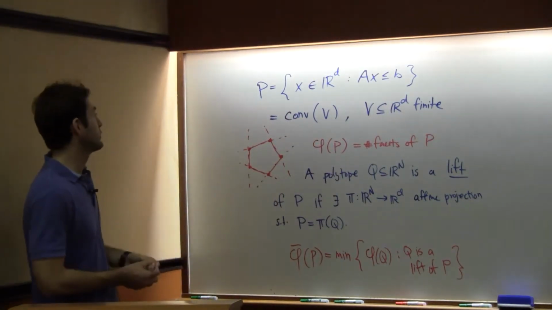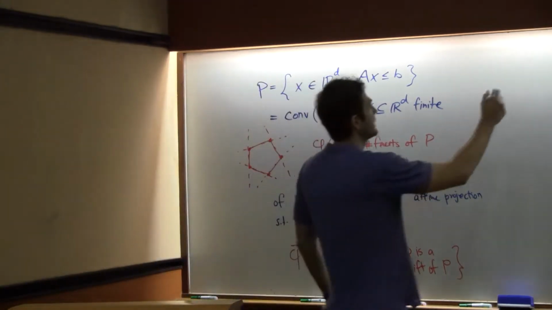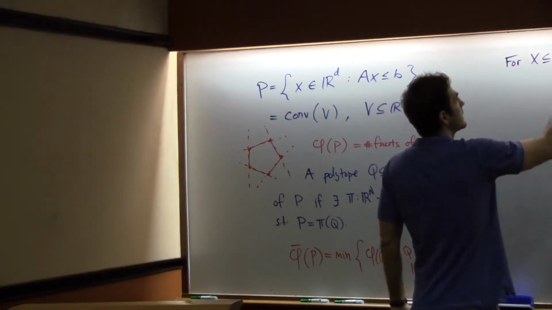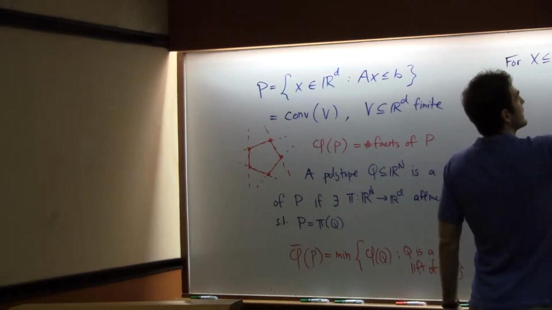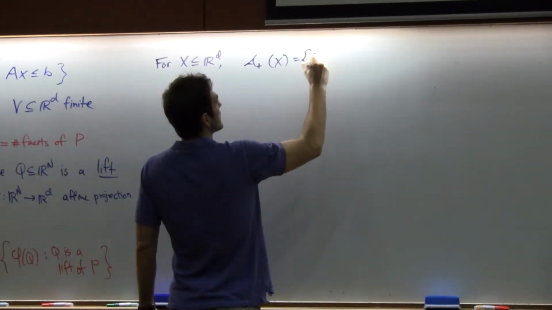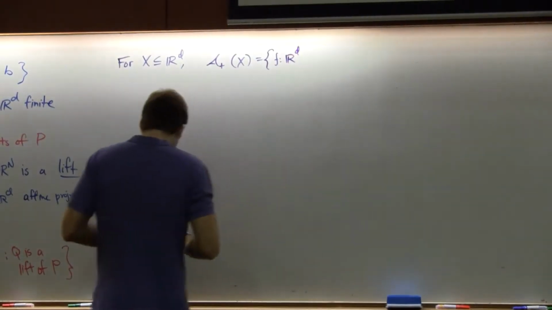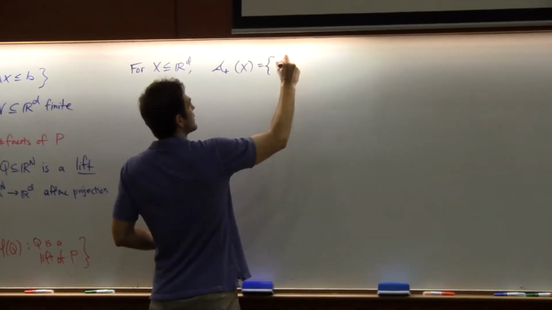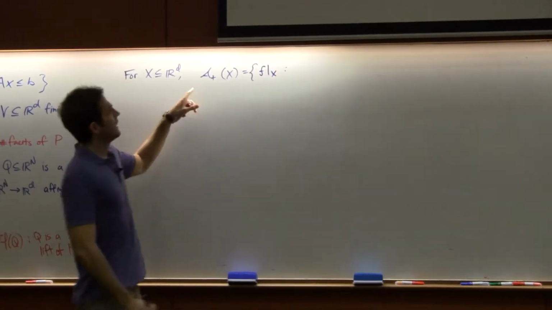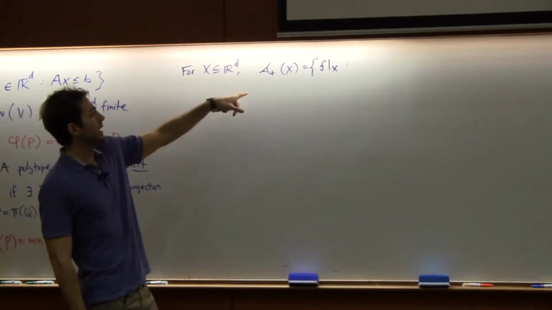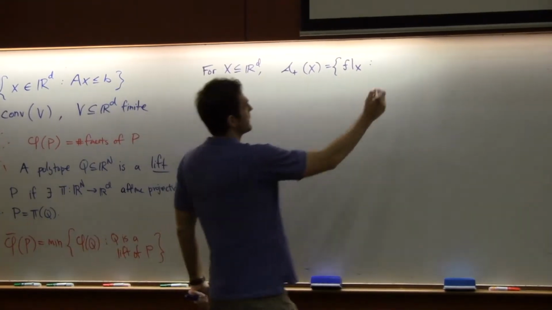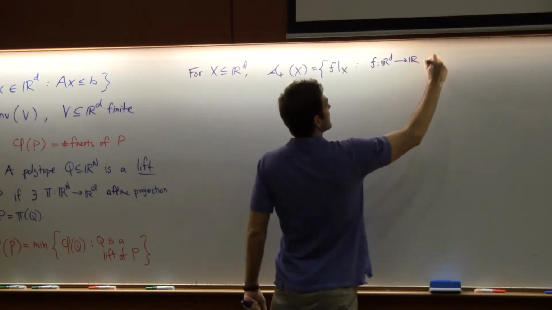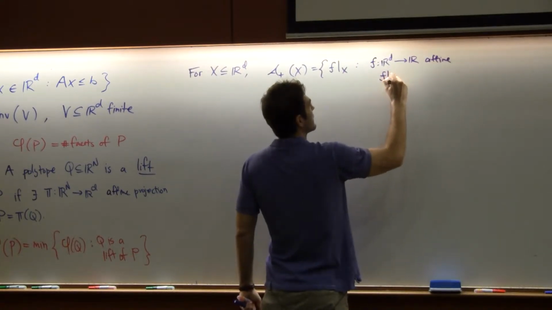Okay. But now, what's the connection to proofs? So let's define, for a subset X of R to the d, A plus of X. This is the collection of all restrictions of affine functions on R^d to X, but I want those functions to be non-negative on X. So let me write the description now. Affine, and when I restrict it to X, I want it to be non-negative.